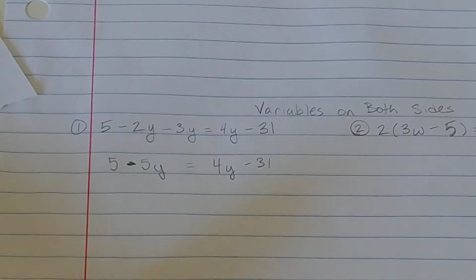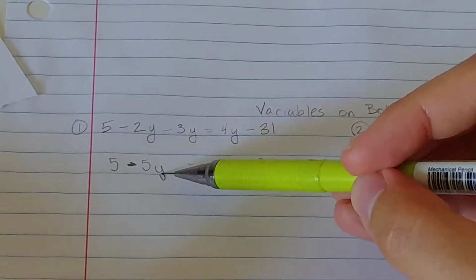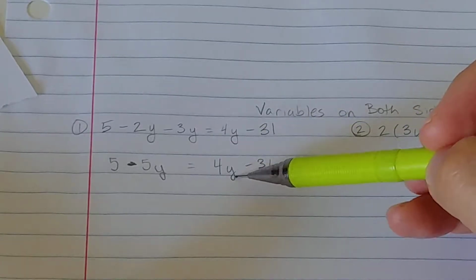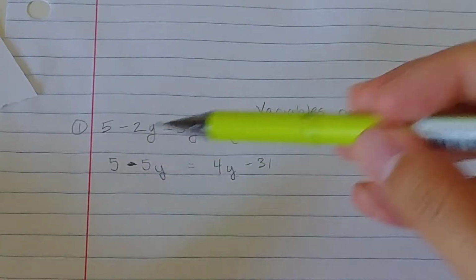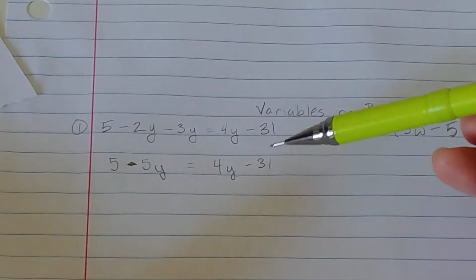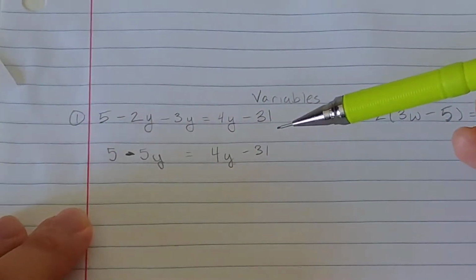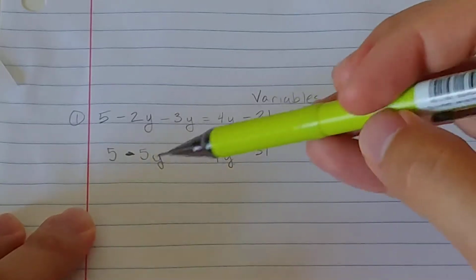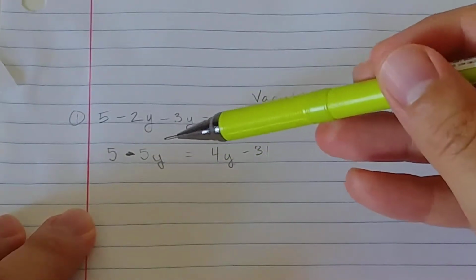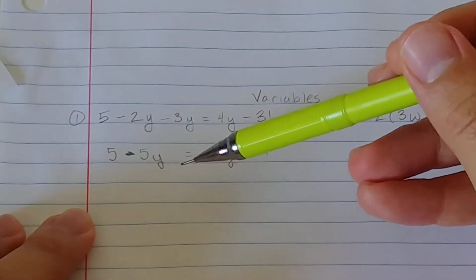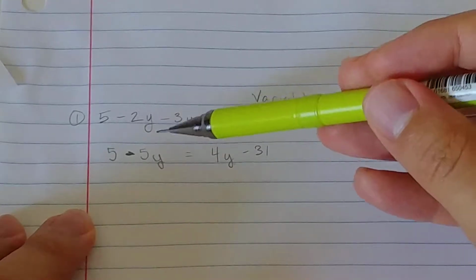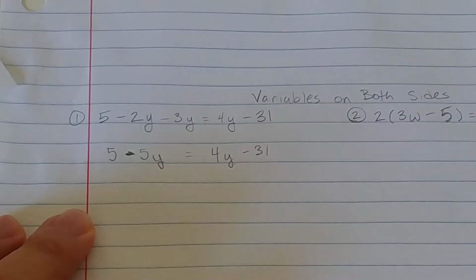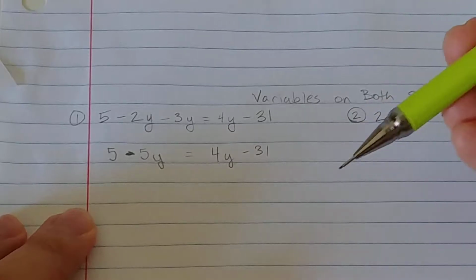All right. So here we have a y term on the left side and a y term on the right side. We also have a constant on the left side and a constant on the right side. So what we want to do is move all of the y terms first, the variable terms first. I always like to move the smaller term. That way you won't end up with a negative later on.